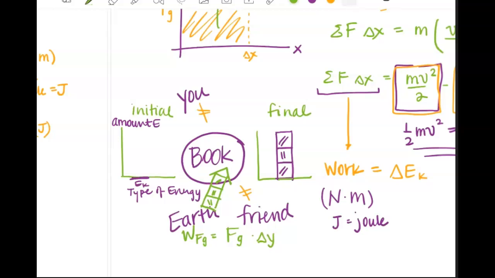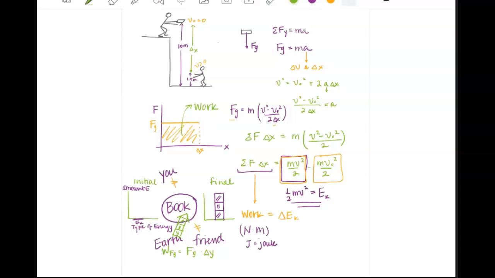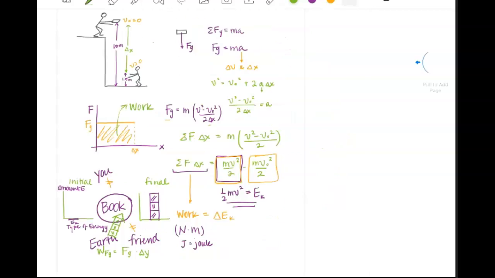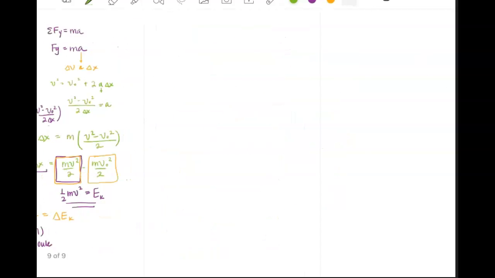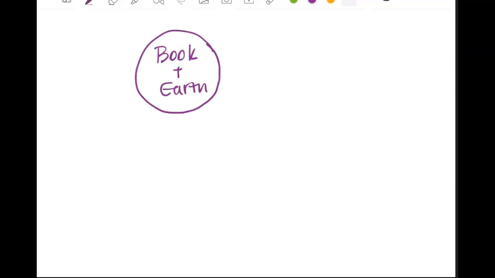So the next part is using the energy bar chart, create an energy transfer equation and determine. Okay, so I used the book as its own system. Okay, well, what if the earth and the book are in the system together? So if you have the book plus the earth in the system together, okay?